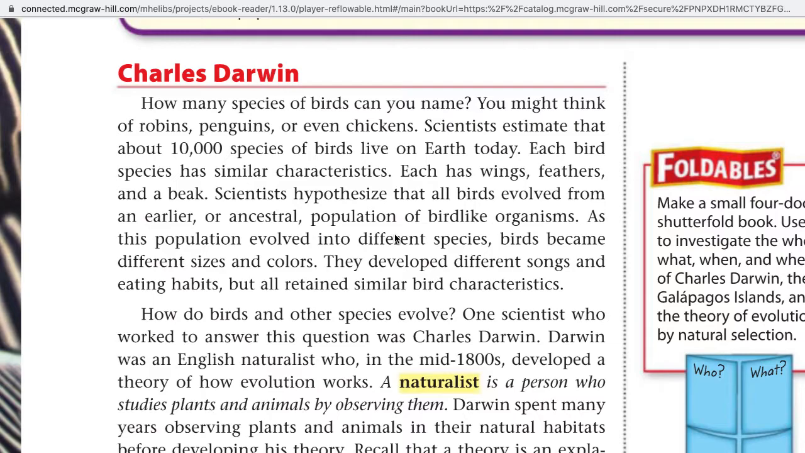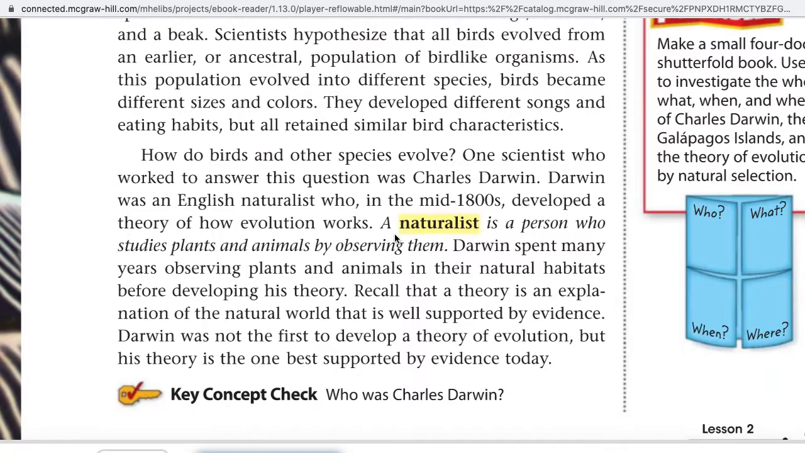Alright, Charles Darwin. How many species of birds can you name? You might think of robins, penguins, or even chickens. Scientists estimate that about 10,000 species of birds live on Earth today. Each bird species has similar characteristics. Each has wings, feathers, and a beak. Scientists hypothesize that all birds evolved from an earlier or ancestral population of bird-like organisms. As this population evolved into different species, birds became different sizes and colors. They developed different songs and eating habits, but all retained similar bird characteristics, which means wings, feathers, beak. Next paragraph.